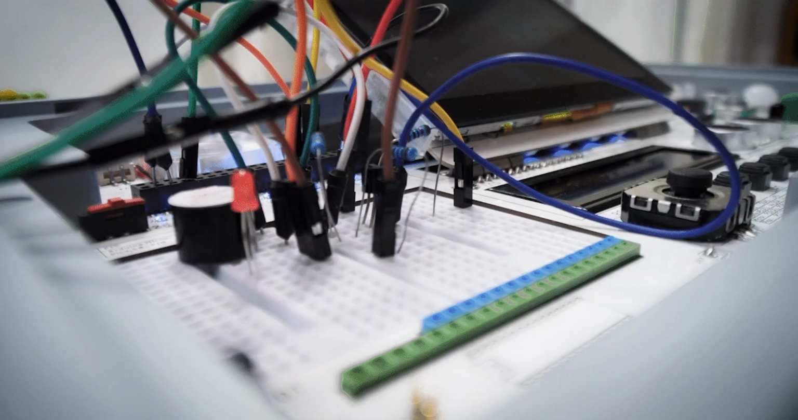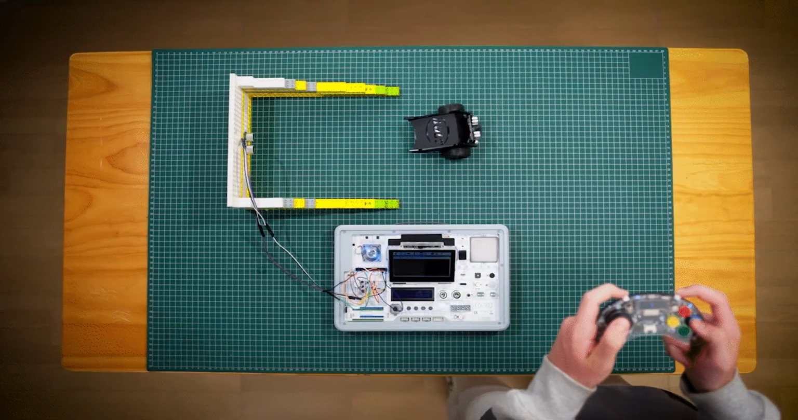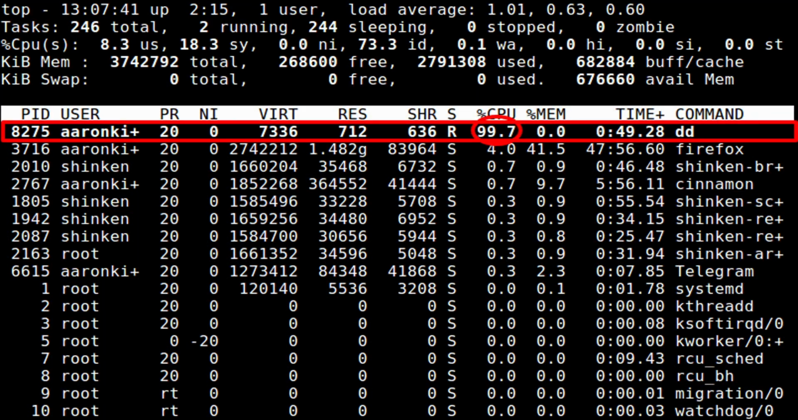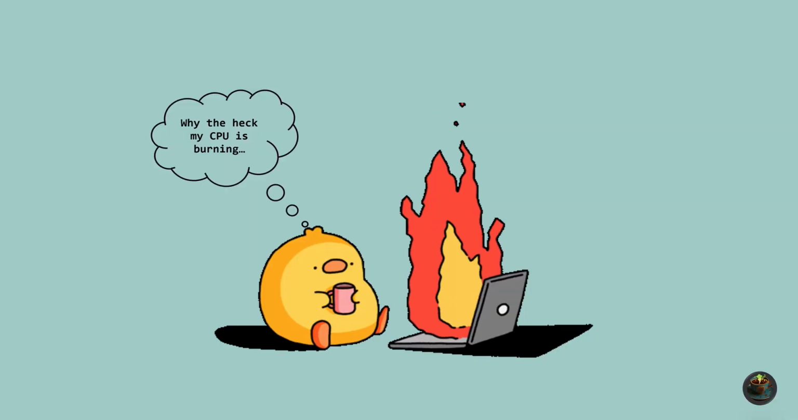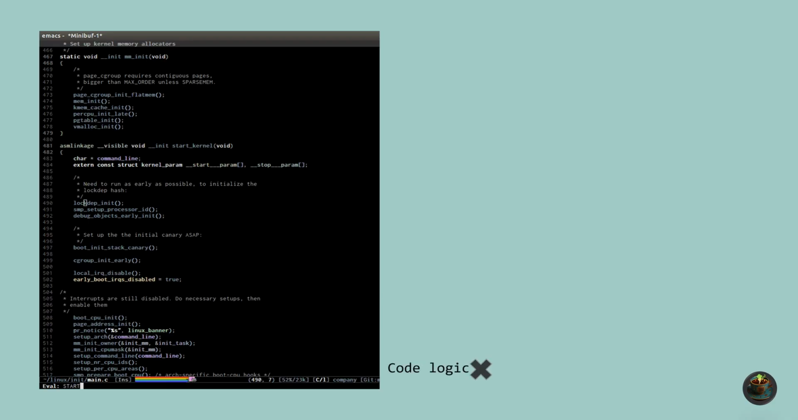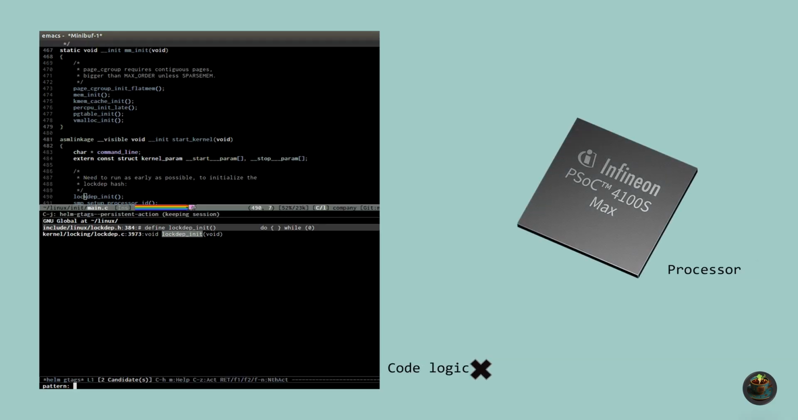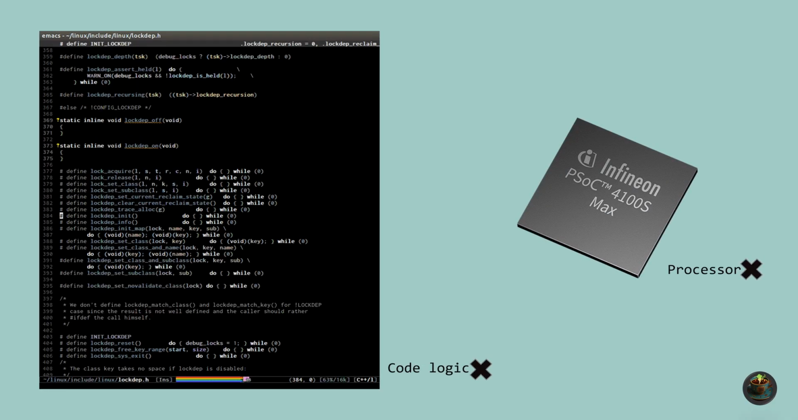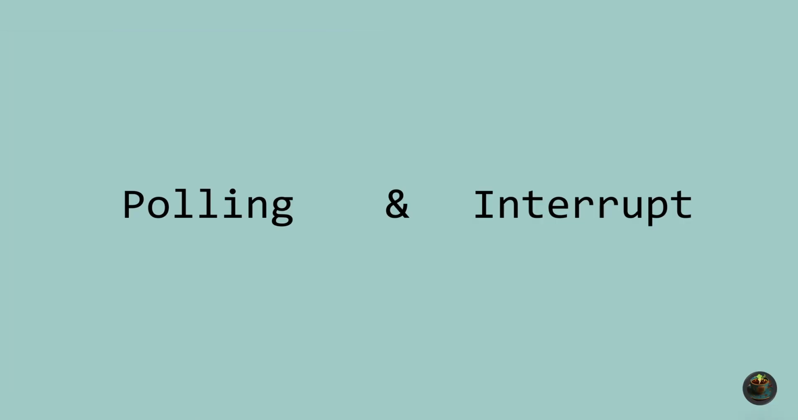Have you ever faced the issue when you are working with embedded system and you see your CPU is running near to 100%? This is not good for embedded systems because it degrades the system performance and system life. The main issue might not be your code logic or processor speed, but how you're dealing with internal or external GPIO events, whether you're using polling or interrupts.